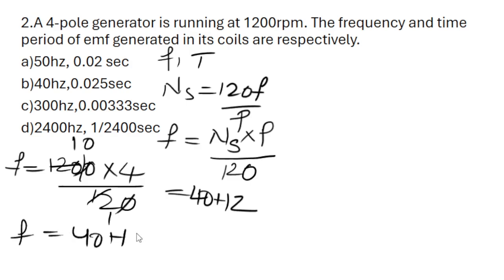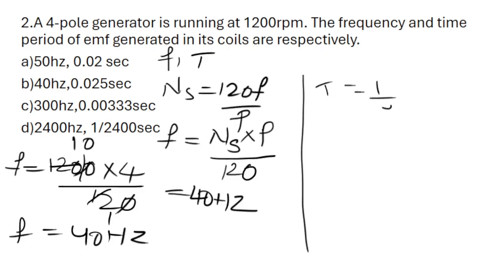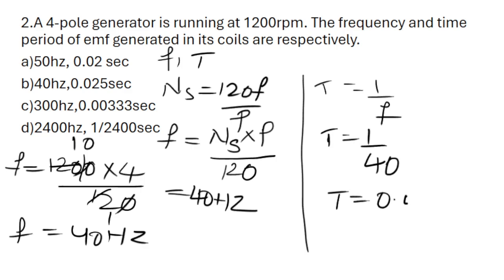To determine the time period, we know that T is equal to 1 by f. So here 1 by 40. By performing this division, we get 0.025 seconds. Here answer is 40 Hz, 0.025 seconds. So option B is the correct answer.